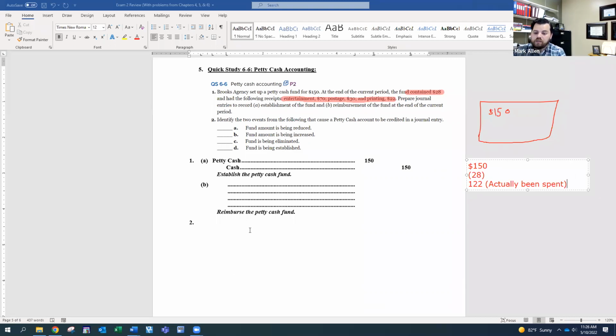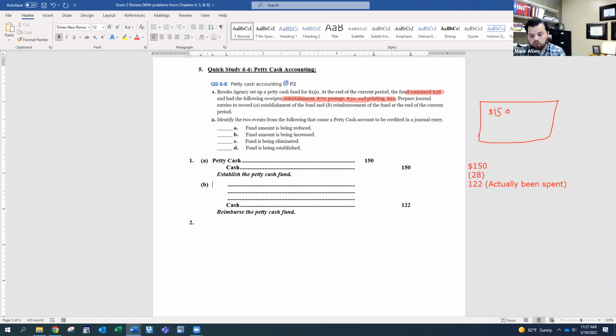Now, we may or may not have receipts for that amount, but I know for a fact that that much money has been spent. So I can go ahead and drop in a credit to cash for $122, that difference. And that is the very first thing that I recommend you do on any petty cash problem. If you do anything else, you are far more likely to make a mistake than if you go ahead and anchor that point down.